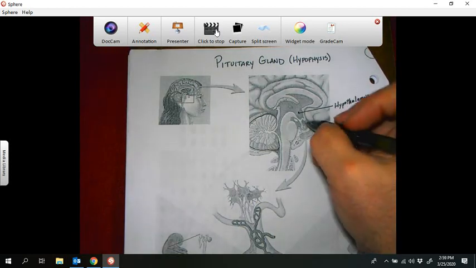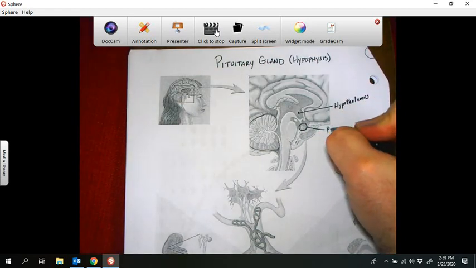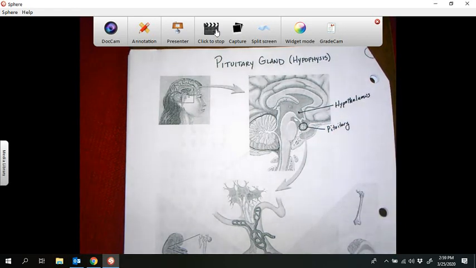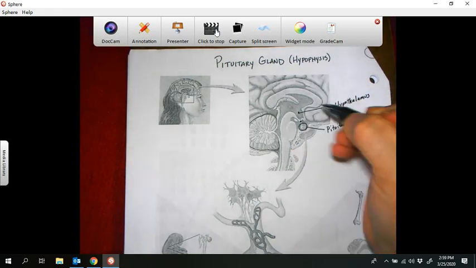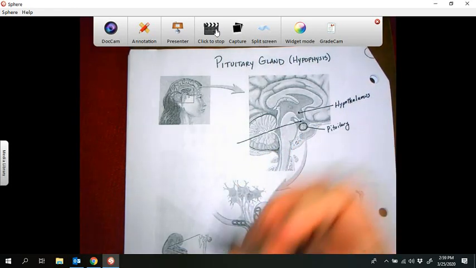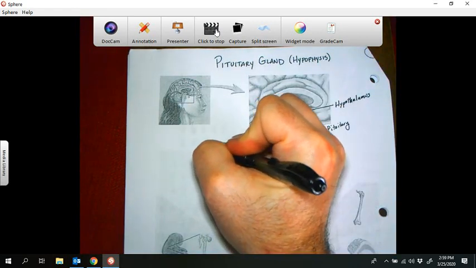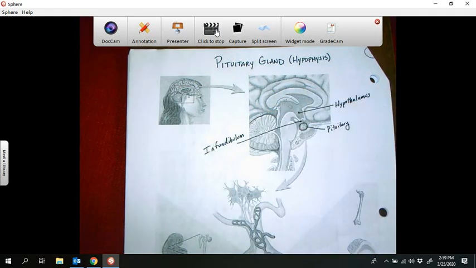The pituitary gland is right here. It's a little bit hard to see in here, but if we circle that, that is the pituitary gland. It's about the size of a pea, so it's really small, but is very, very powerful. Right here is a stalk, and it has a hard name. It's called the infundibulum. And we have two parts of the pituitary that we'll talk about in a little bit in a lower diagram.